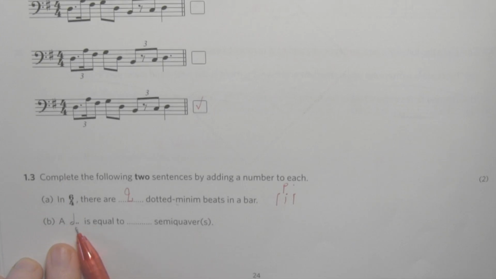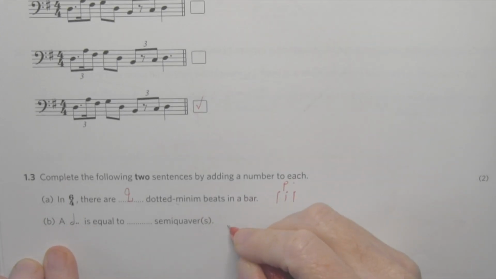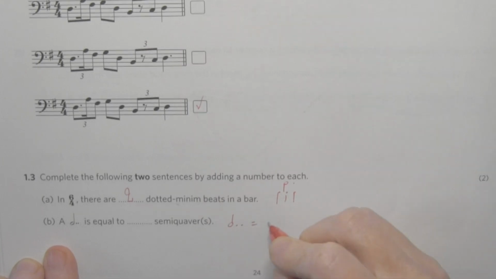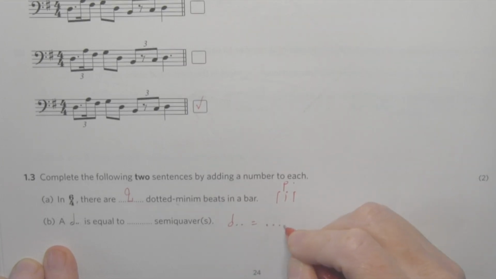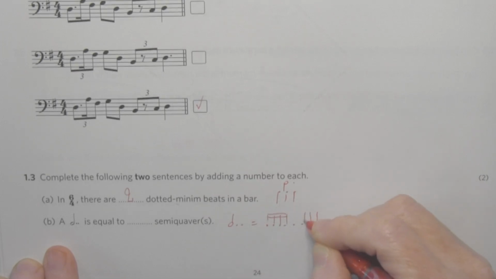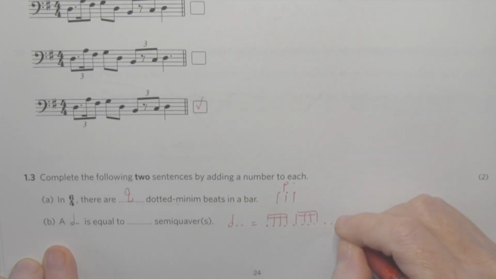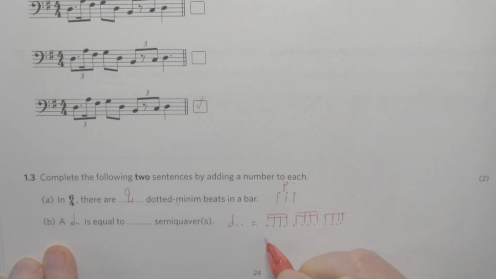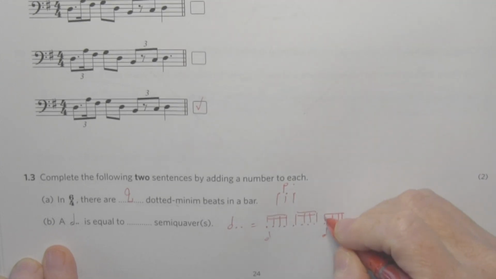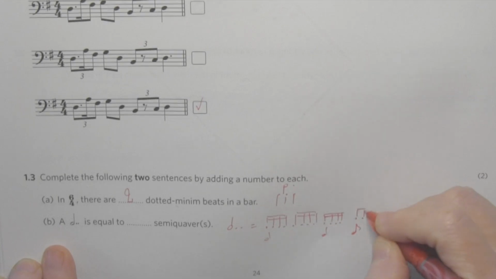A double dotted minim is equal to a number of semiquavers. So a double dotted minim means the minim has 8 semiquavers because 4 of them make a crotchet, so we have 2, plus the dot is half of the minim, so it's another crotchet. Let me write it here. So this is a minim, this is a crotchet, and then the double dot is half of the half, so it's half of a crotchet, which is a quaver. And we have 2 semiquavers in a quaver.